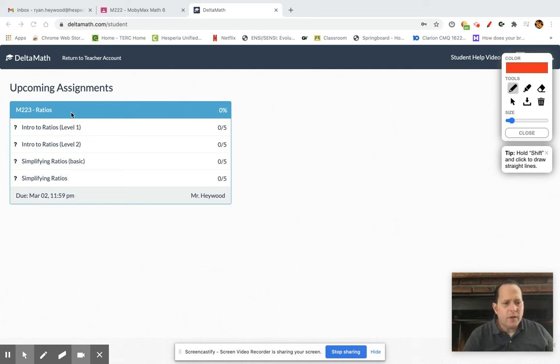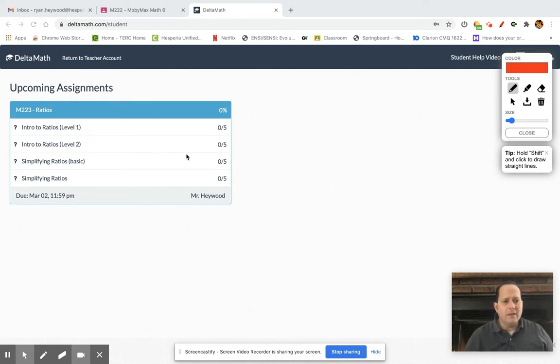All right, so today we're going to be talking about ratios more. Your assignment on Delta Math looks like this. To log into Delta Math, your login should be your school email, so your student number at husdstudent.com, and then your password should be your initials. So my name is Ryan Haywood, so my initials would be lowercase r, lowercase h, so RH, and then my 6-digit student number. So 1, 2, 3, 4, 5, 6, or whatever your student number is.